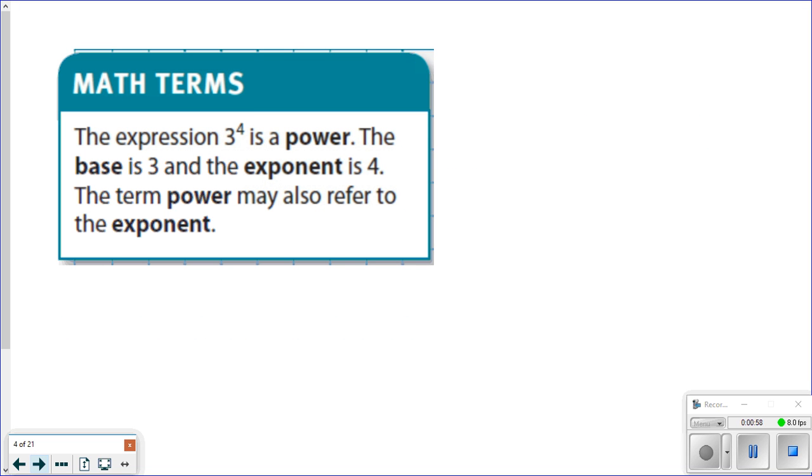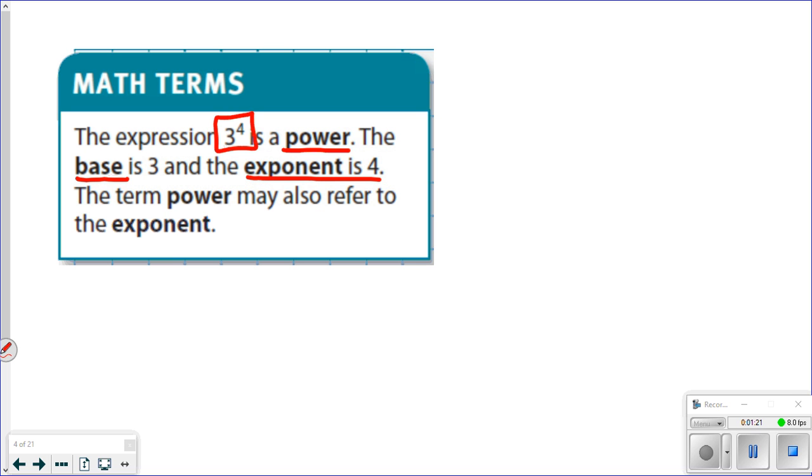So if I have 3 to the 4th, this is called a power. 3 is the bigger number, the larger number, and that is referred to as the base. And then the little number is 4, and that is called the exponent.